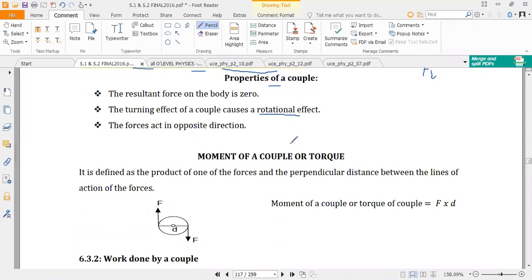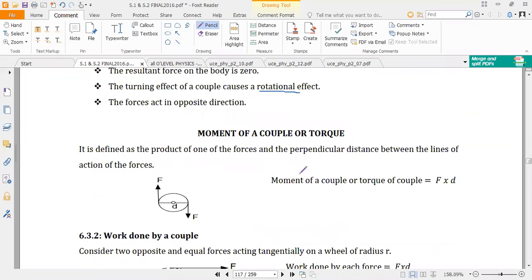Okay, so basically the moment of a couple. The moment of a force is the product of a force and its perpendicular distance from the turning point. So when we are considering a couple, you can take the distance between which the two forces are from one another. Like in this case, you consider the distance between these two, which will be this one.